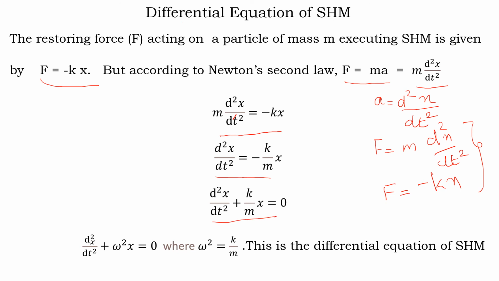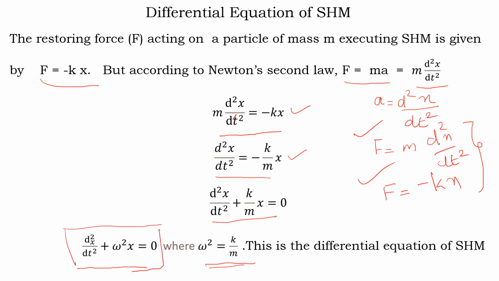That is, equating the force F is equal to minus kx and F is equal to m into d square x by dt square, and rearranging, we get m into d square x by dt square is equal to minus kx, and d square x by dt square is equal to minus k by m into x. Then d square x by dt square plus k by m into x equal to 0. And put this k by m as omega square. K is a constant, the force constant, and m for a given body is a constant mass. Then d square x by dt square plus omega square x equal to 0.